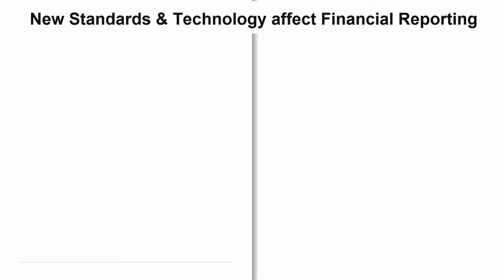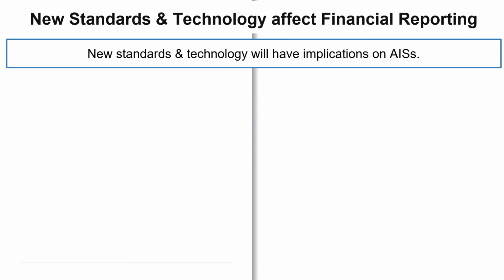Besides that, there is a risk related to issuing new standards or any amendment of the existing accounting standards that may affect the financial reporting process. Also, new technology comes along, like artificial intelligence that we have now, and now we are talking about blockchain technology as new tools to generate and to assess the accounting process. So new standards and technology will have an implication on accounting information systems.